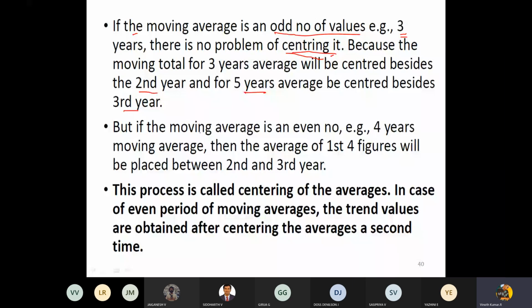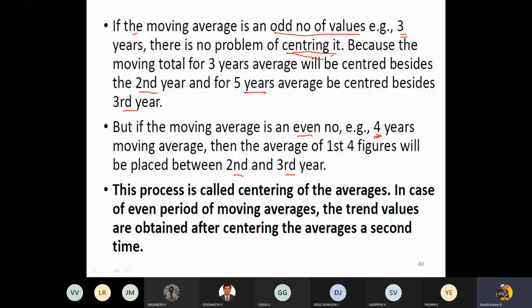But if the moving average period is an even number, for example 4, which is an even number, the average of the first four figures will be placed between the second and third year. This process we call centering of the average. In case of even periods for moving average, the trend values are obtained after centering the average of the second time, and based on those centered values the even period trend value will be obtained.